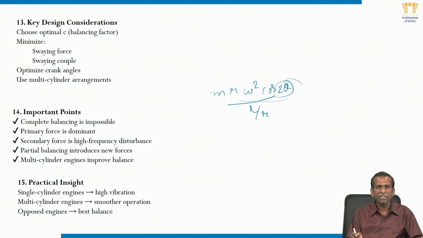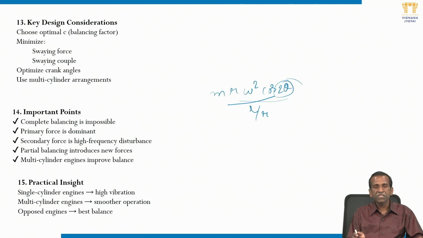Partial balancing introduces new forces. Obviously, you have to attach another mass, which leads to partial balancing. In multi-cylinder engines, you can improve the balance. Primary forces can be balanced, and a lot of improvement is there, but secondary forces cannot be balanced. So single cylinder engines have high vibration, while multi-cylinder engines give smoother operation, as you know primary forces can be balanced. And with opposed engines also, the best balance is possible.